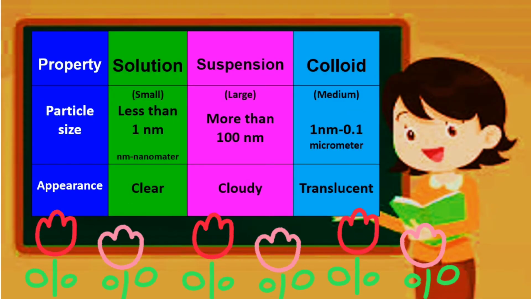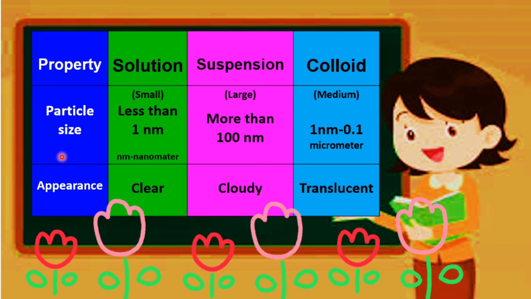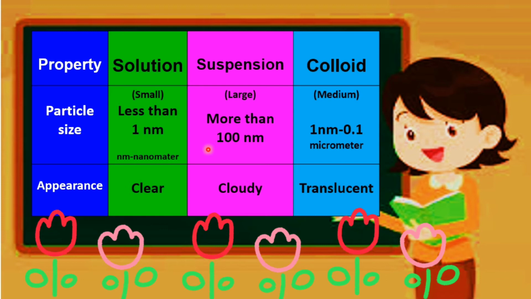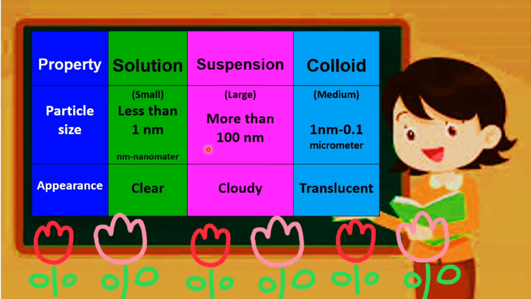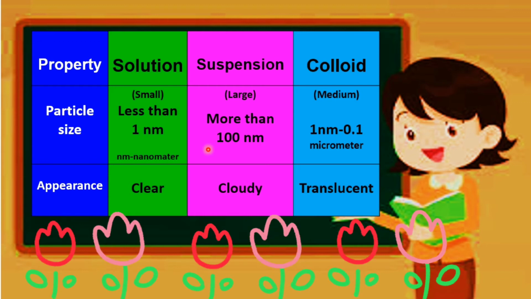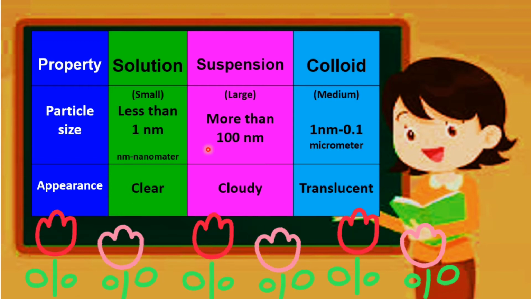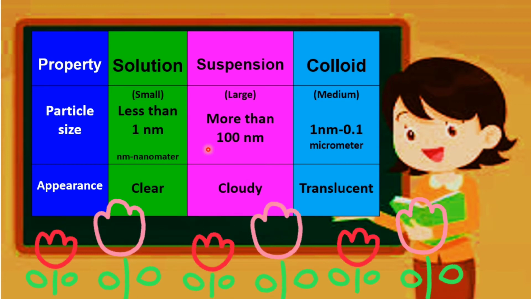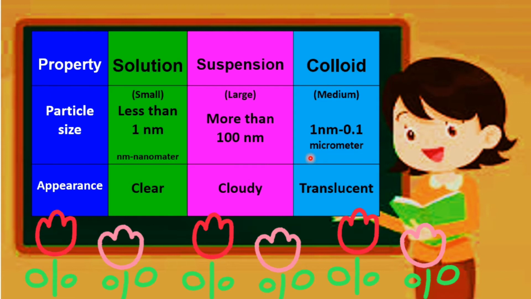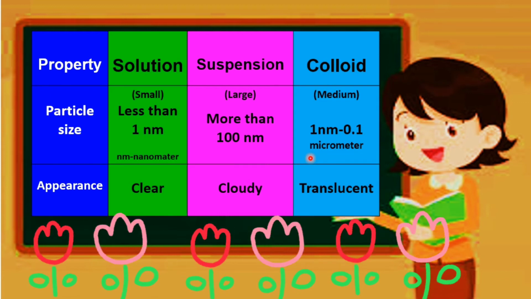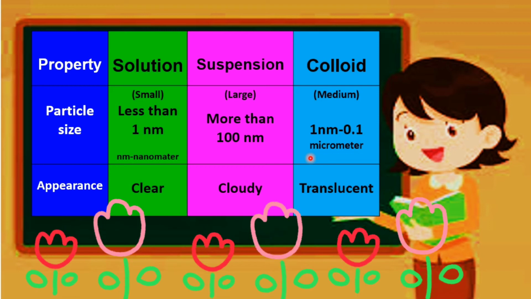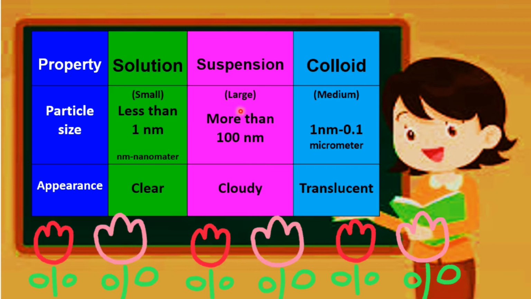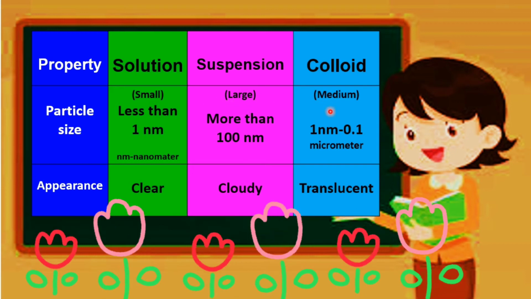Okay, let's start with the particle size. In solution, the particle size is less than 1 nanometer. In suspension, it is more than 100 nanometers. Its particles are far larger than those of solution, so gravity is able to pull them down out of the dispersion medium or the water. And in colloid, the particle size of the dispersed material is between 1 nanometer and 0.1 micrometer. So technically, solution is small, suspension is large, and colloid is medium.